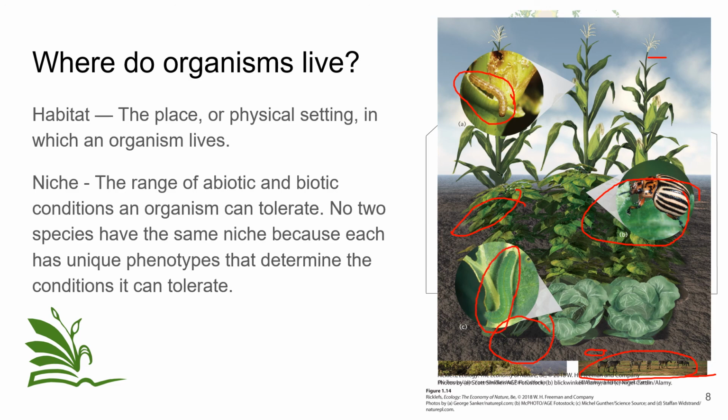It's the bane of my existence, but it is the cabbage white butterfly. It's the caterpillar of that. And they cannot live, they're obligate on crucifers or brassicas. So these organisms do not live in the same niche because they have these phenotypes that are unique to that species and that determine the conditions under which it can tolerate. So they all live in the same habitat, that is a garden, but they do not live in the same niche.